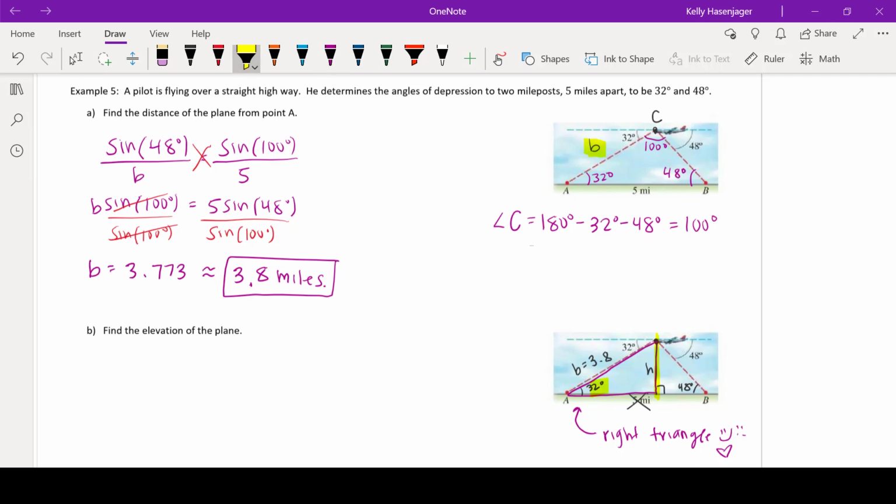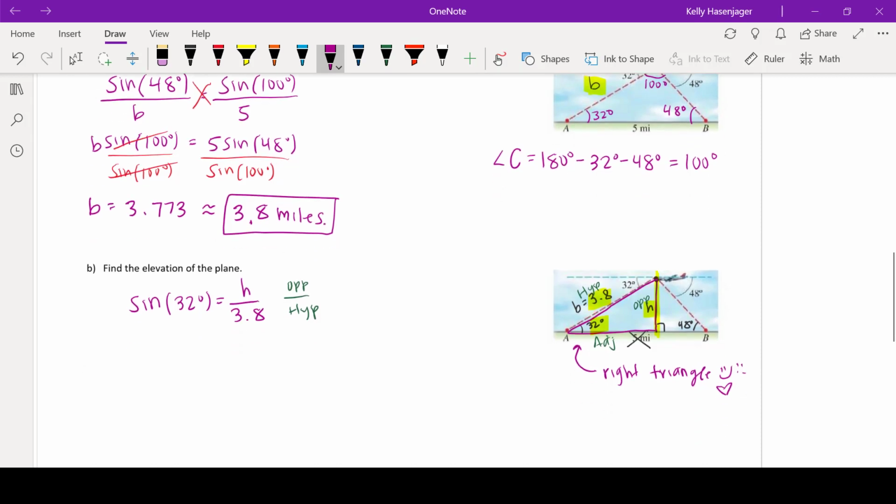All right, so now we want to know what trig ratio can we use if we have an angle, the opposite, and the hypotenuse. There we go. So the answer would be sine because sine is opposite over hypotenuse. So we can set up the trig ratio. Sine of 32 degrees is h over 3.8 because that's the opposite over the hypotenuse.